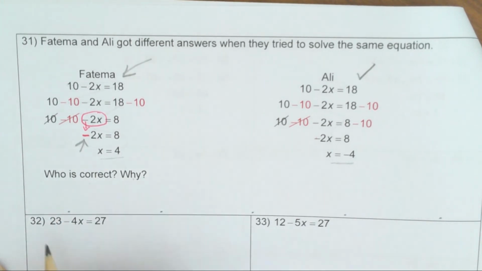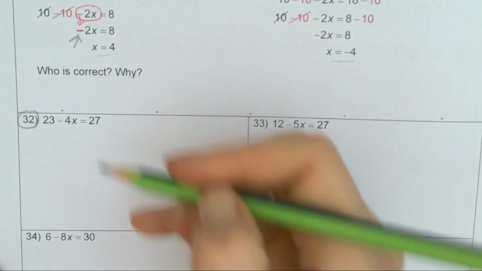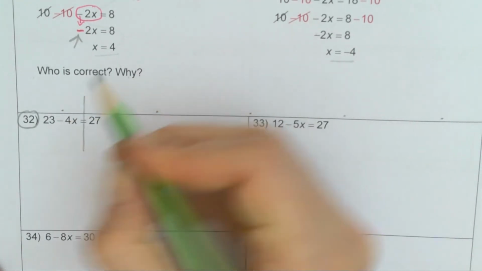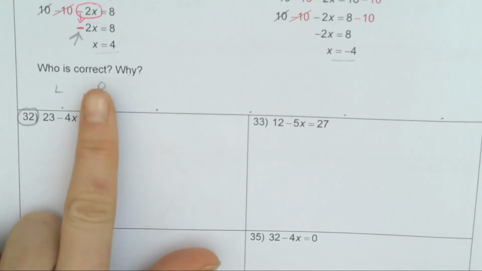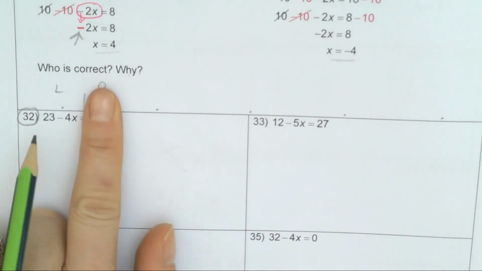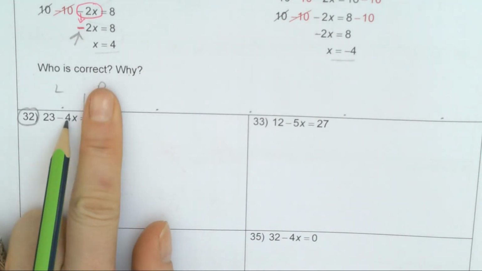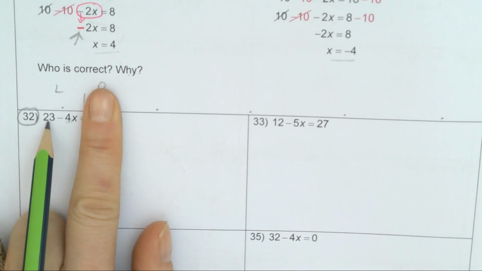So let's look at question 32. So everything's the same as before. Cut it at the equal sign to make the left and the right. And you say, what side is the x on? The x is on the left. So cover it up. There's the best friend 4 because he's close to the x. And the 23 is far away, so he's the neighbor.